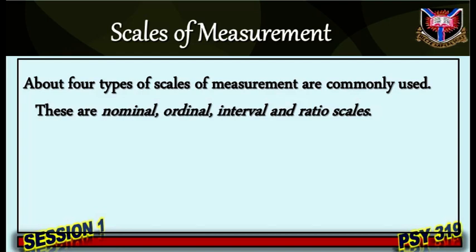Such measurement can involve qualitative, descriptive, or quantitative numerical observations, objects, places, events, ideas, etc. In some systematic manner, about 4 types of scales of measurement are commonly used. These are nominal, ordinal, interval, and ratio scales.